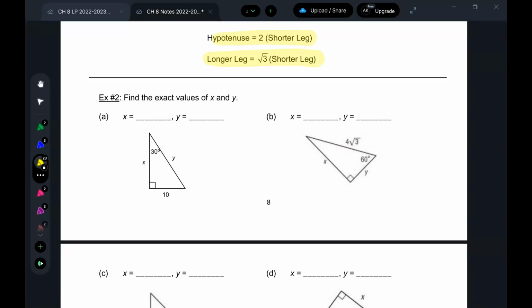So the first thing you want to do is ask which side I gave you. I gave you the shorter one. So x is 20.